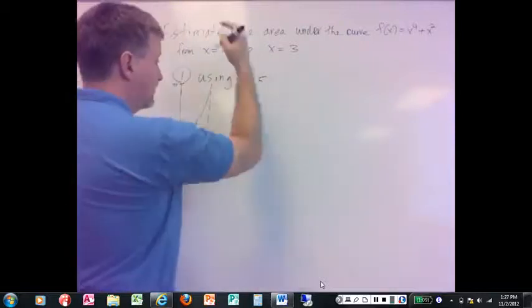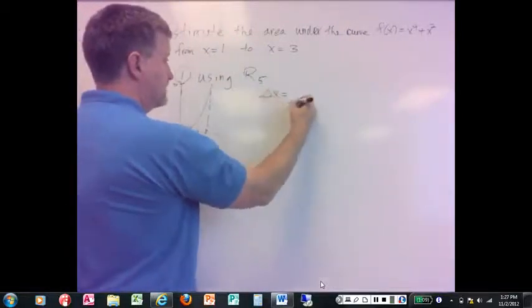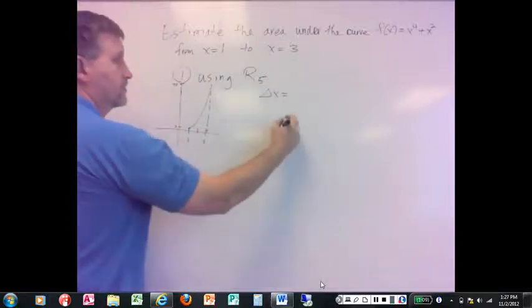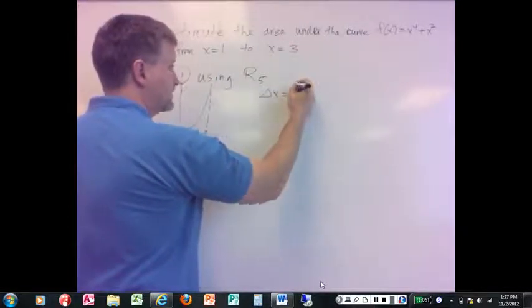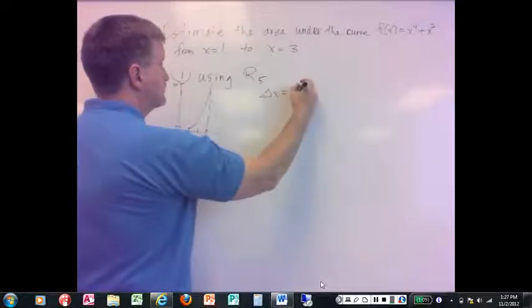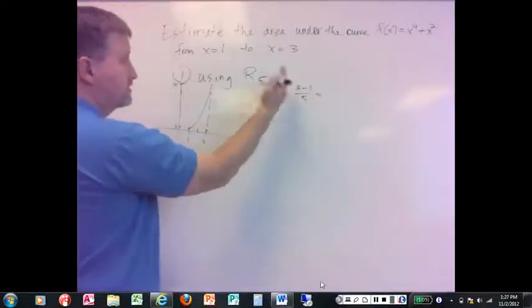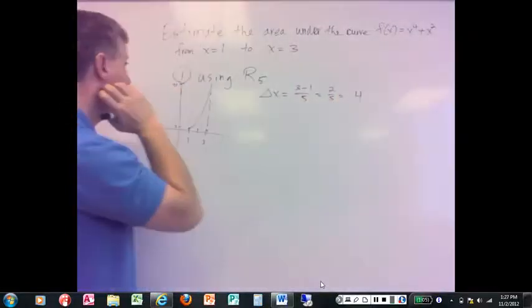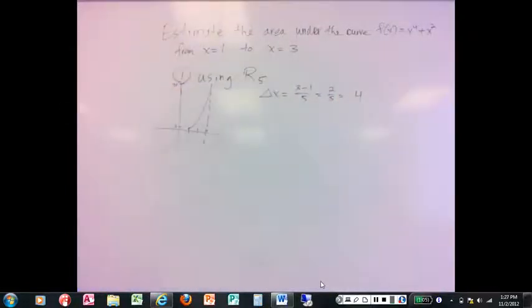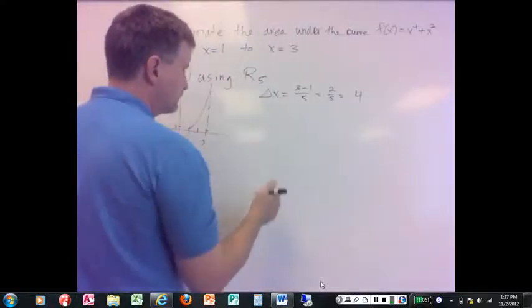using R5. Okay, well, first of all, let's figure out this delta x, the width of my rectangle. We call it, what is it? Each rectangle. Well, we've got 2 units, 3 minus 1, divide that by 5, hey, that's 0.4. So the width of them is going to be 0.4. Okay? All right, well, here's another thing then.